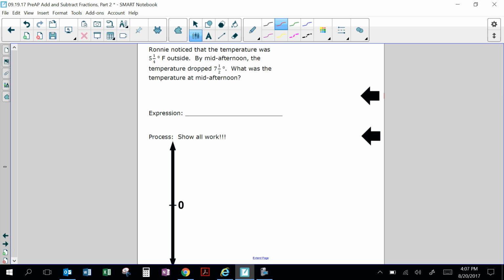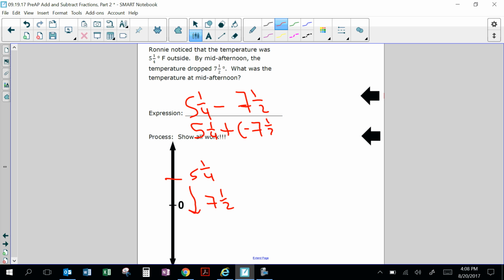Next one. Ronnie noticed that the temperature was 5 1/4 degrees Fahrenheit outside. By mid-afternoon, the temperature dropped 7.5. So positive or negative? Well, here's 0. I predict the answer will be somewhat negative. Dropped. So it means minus. Or, isn't that adding a negative? 5 1/4. Add, because subtracting, remember, add the opposite. Keep the 5 1/4. Add it. What's the opposite of 7.5? -7.5. What was the temperature at mid-afternoon?